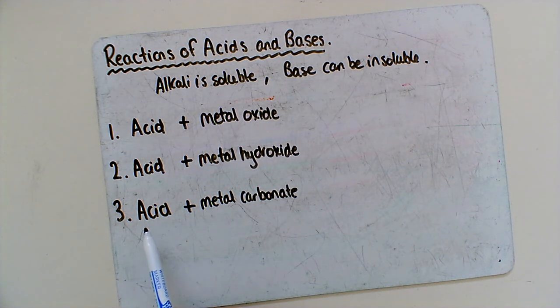Now notice the acid, we don't have a particular name for the acid, and with these ones we just call them metal oxide, metal hydroxide, metal carbonate. These are what we're going to call general chemical equations. So once you know the general equation, you can put in any acid, you can put in the name of any metal with oxide, hydroxide or carbonate, and you'll be able to say what the products are.